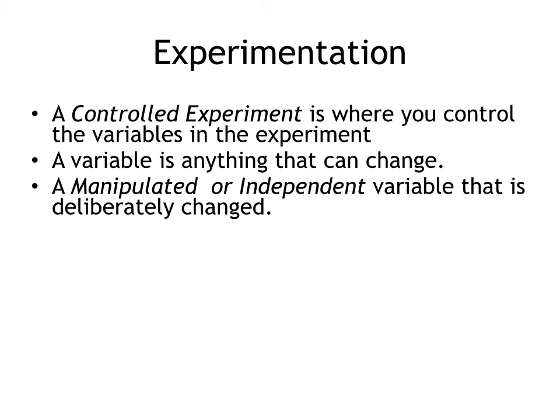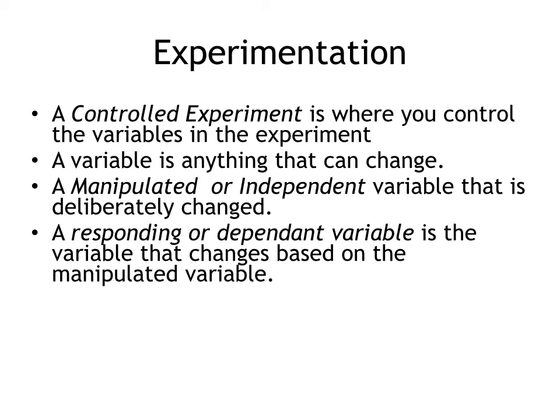The manipulated or independent variable is the variable that is deliberately changed. These are going to be terms that you're going to need to know. The independent variable, the variable that is changed, is very, very important when it comes to your experimental design for the Regents. The responding or dependent variable is the variable that changes based on the manipulated variable, hence the term dependent. It is dependent upon the independent variable.